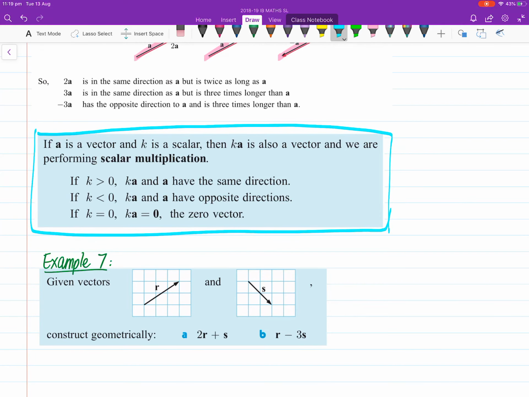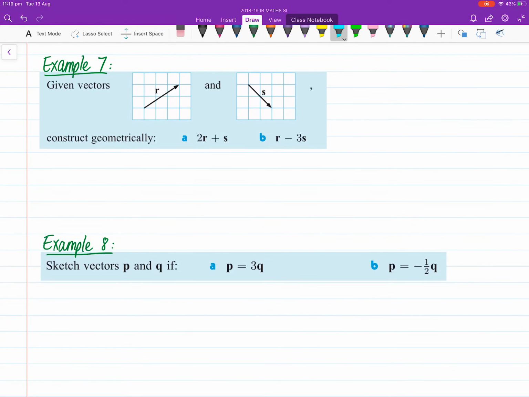Okay. Alright, so let's do this example. We've got this vector R and this vector S here. Construct geometrically 2R plus S. So let's say that's my R there. 2R means I've got another one going in the same direction, but it's going to be twice as long. So there's my 2R. S is going sort of this way, isn't it? So let's say that S is there. So 2R plus S is this resultant vector here. This is 2R plus S. Okay, that's all you've got to do.